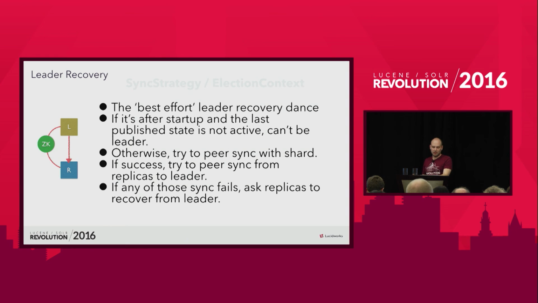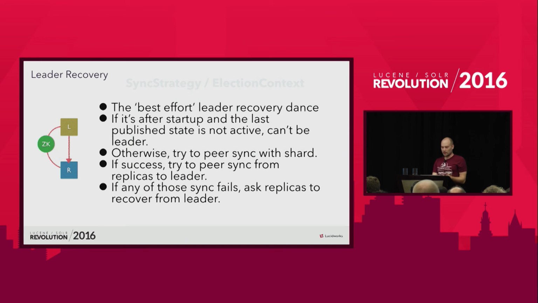If that peer sync with the shard does succeed, then we try to peer sync from the replicas to the leader. So now, if the peer sync succeeds, we know we're on the leader that's the furthest ahead, but the other replicas may be missing documents. So we ask all the other replicas to peer sync from what looks like the current leader, and if they're only off by less than 100 documents, they pick up those documents and they catch up. If the peer sync fails from the replica to the leader in any case, then we ask those replicas to do a full recovery. So that means they were off by more than 100 updates. They just copy the whole index from the leader. So you kind of have this little dance as everybody tries to be the leader.